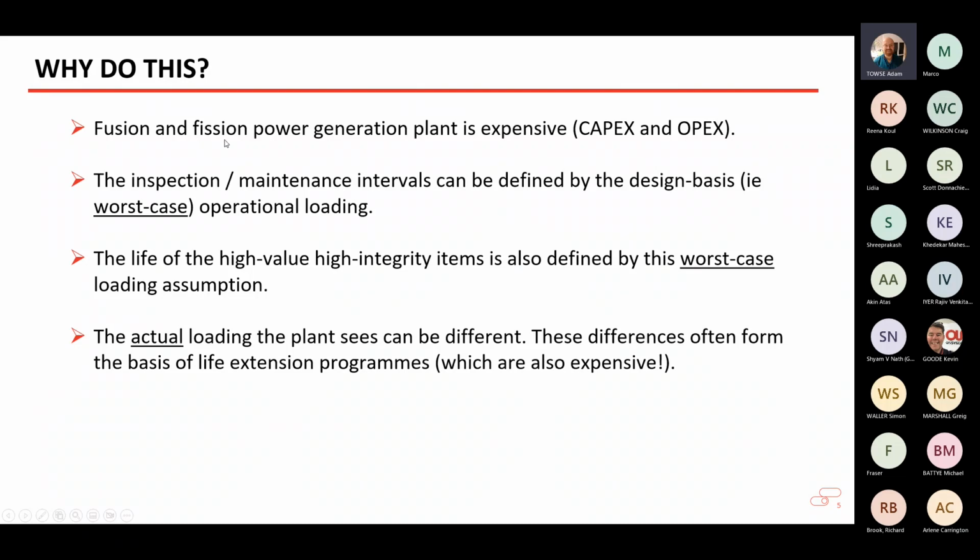And in fission power, that goes into a set of reports, which is brought together to make a safety claim. And if the regulator approves that safety claim, then it goes into a site license, and away you go. Now, I guess the issue is that the really expensive bits in your power plant, the bits that maybe you can't inspect as well as you would like to, their life is defined by this worst case design basis loading assumption.